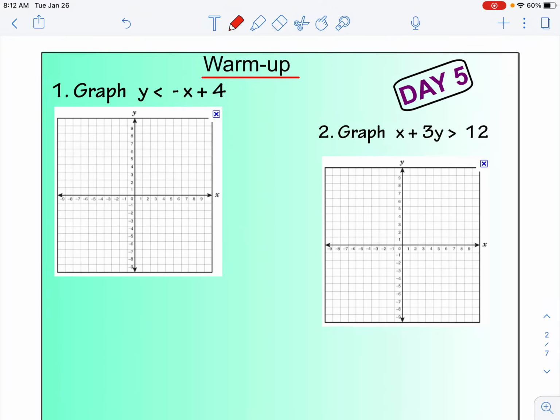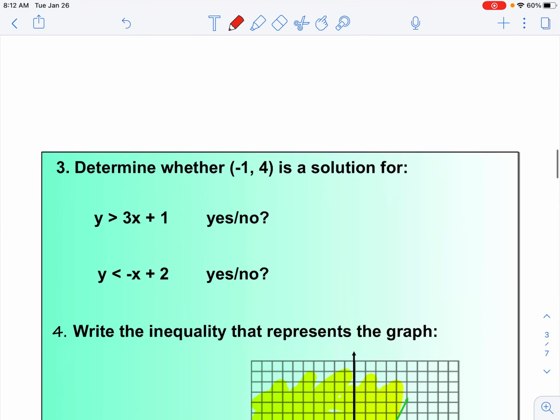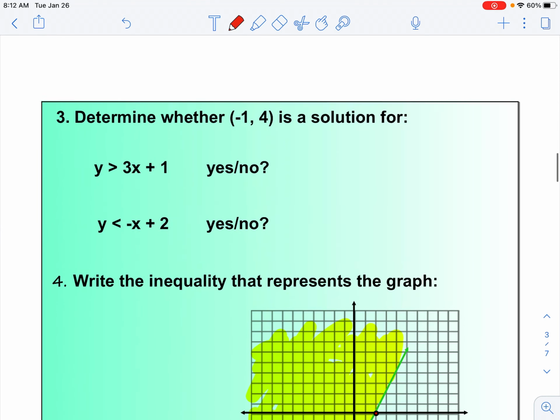Chapter 6, B, the second half, day 5. This is a warm-up of the first 3 learning targets that we've been working on. So I'd like you to try, there are 2 questions here for graphing and then 2 more questions.